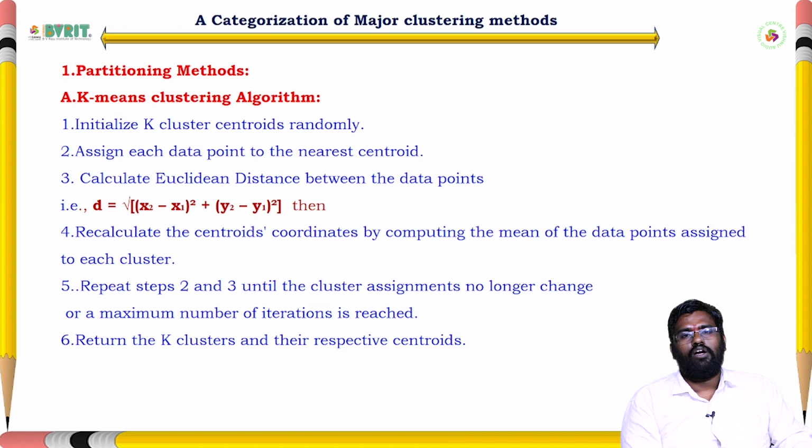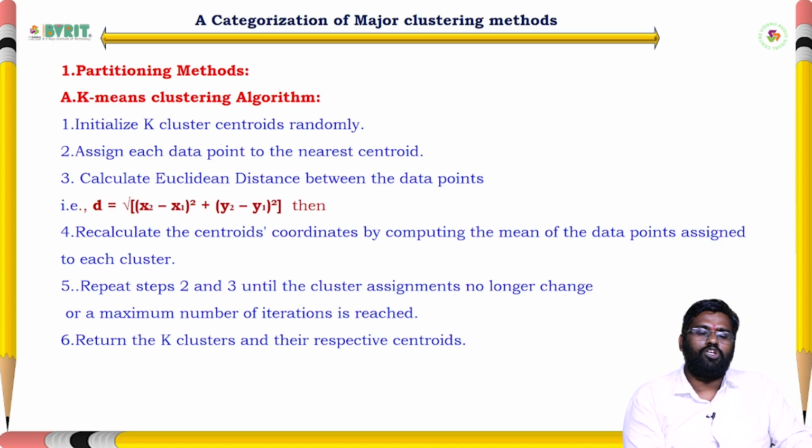In this, the clustering methods, there are different types of clustering methods. Based on these clustering algorithms, we need to analyze the unlabeled data and place it in the form of clusters. One of the clustering methods is the partitioning algorithm. The name itself carries the meaning: partitioning means we need to divide the data into individual parts. Based on the algorithm and its steps, we place them in the form of clusters.